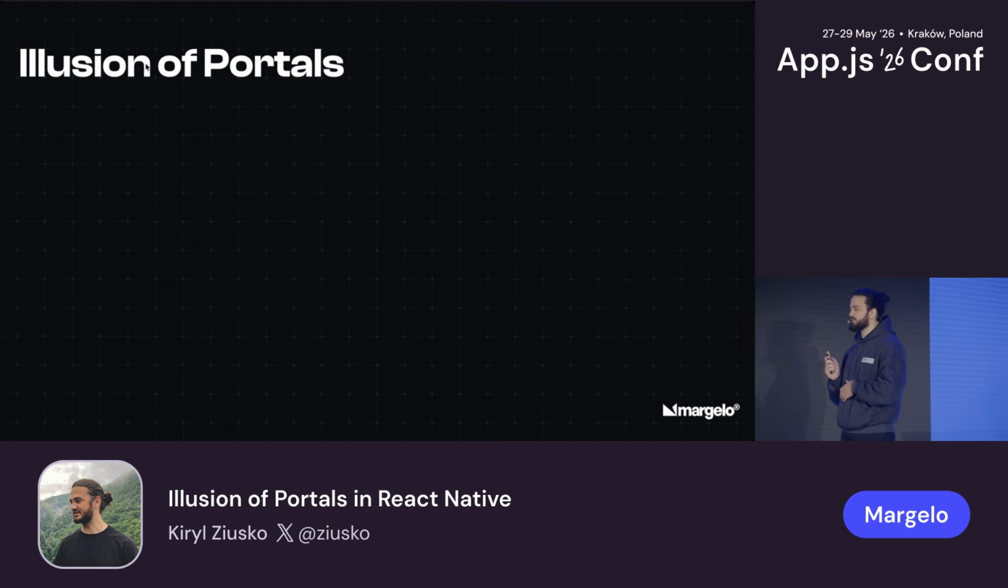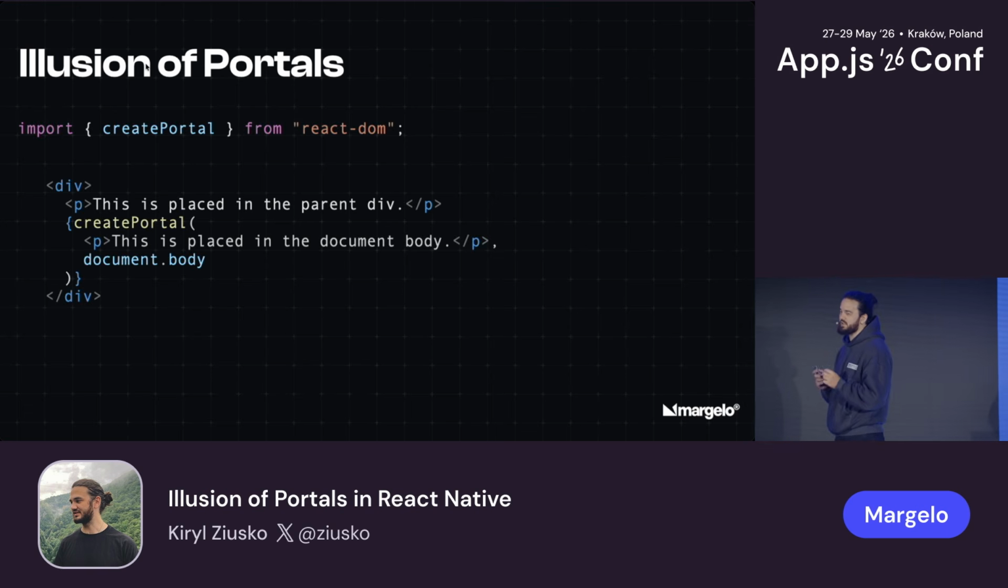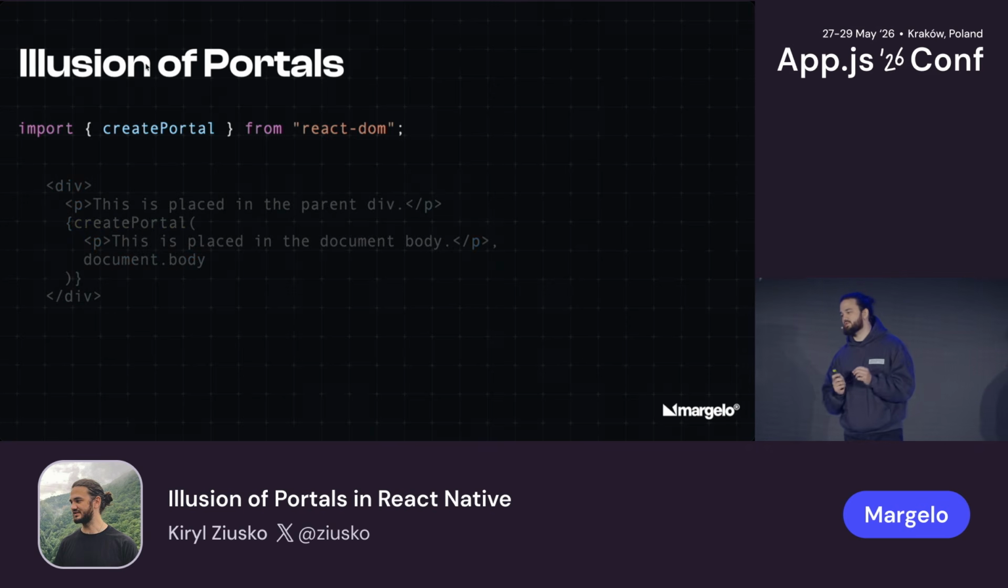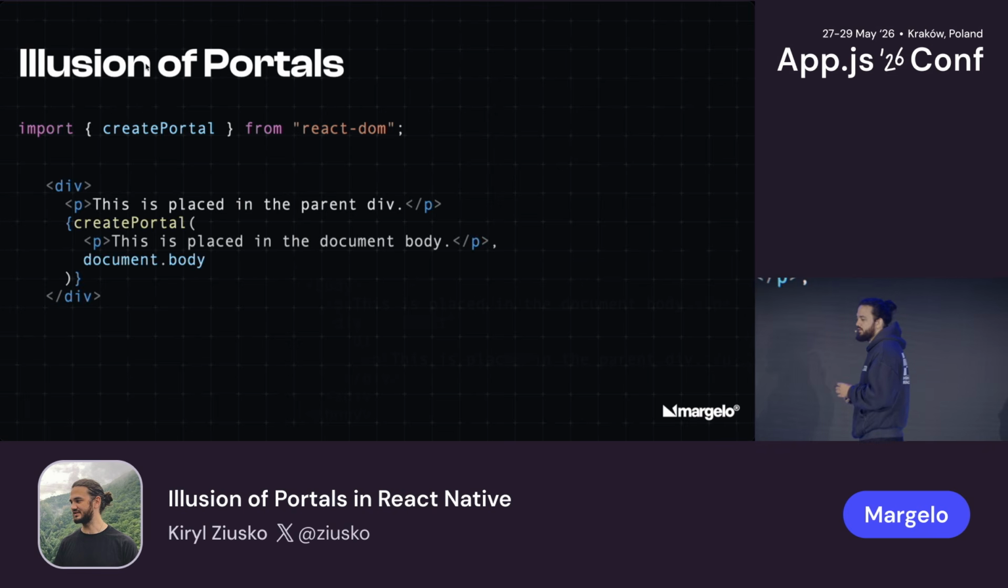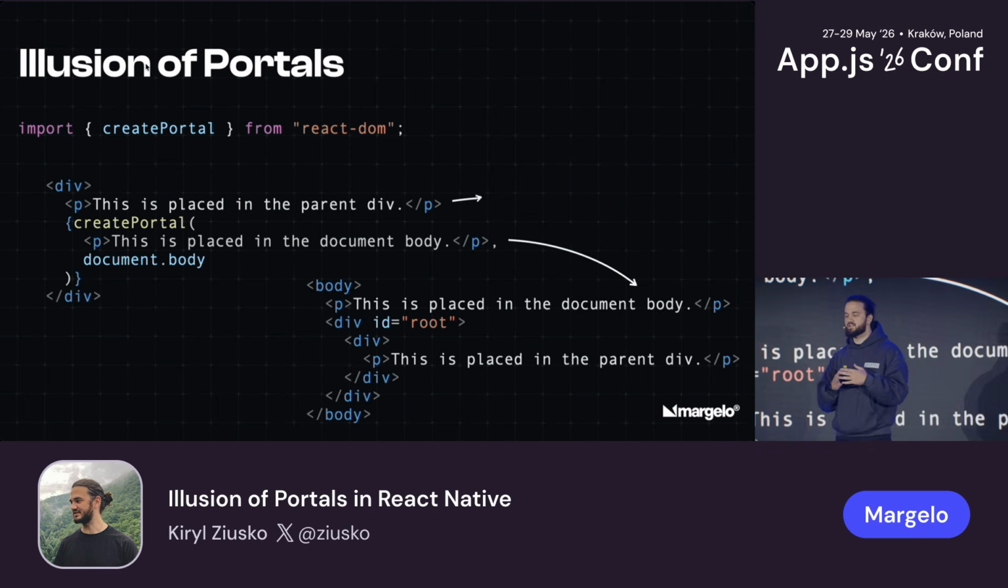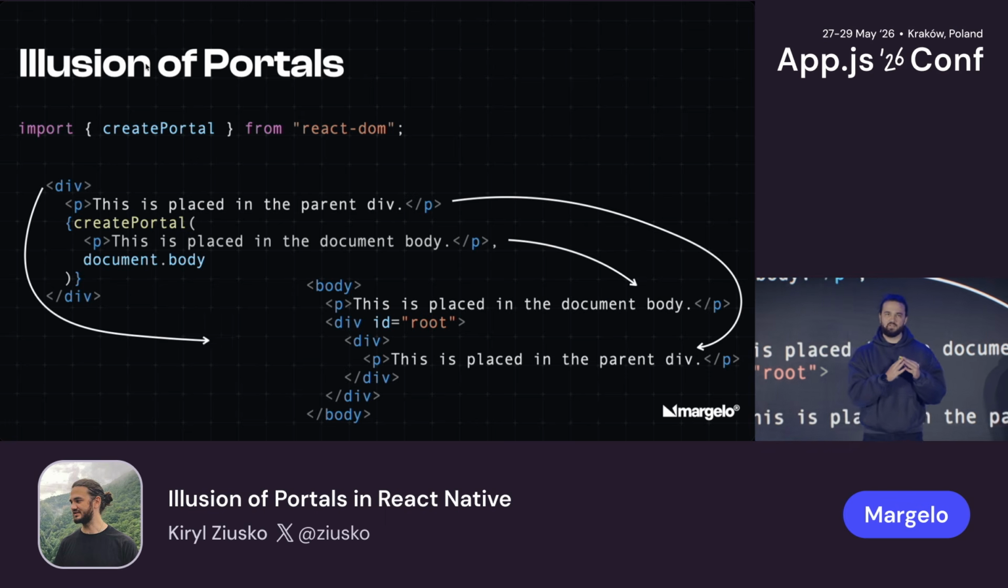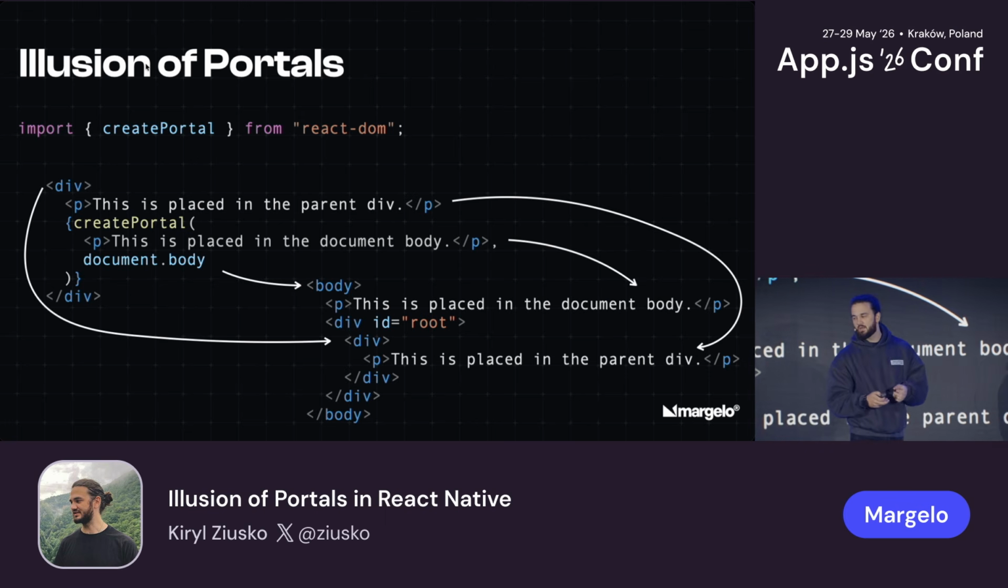For rendering a portal, we need to explicitly use the createPortal function. And the frustrating part is that it doesn't come from the React core package. You need to import it from React DOM. So in practice, this concept is really tied to the web. On mobile, though, we often need the same idea: render something outside of the current component tree at a global level.